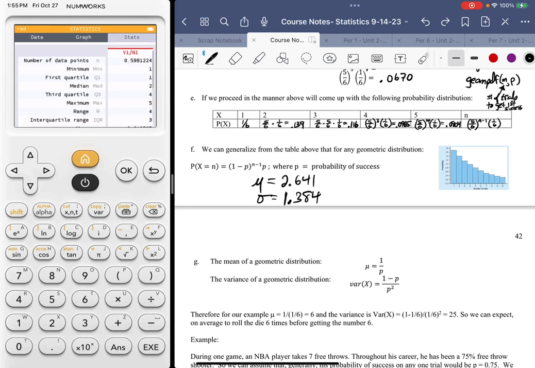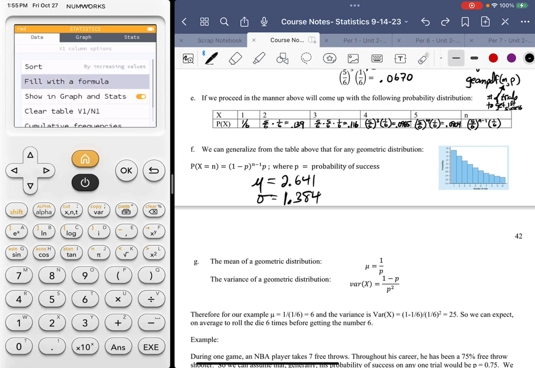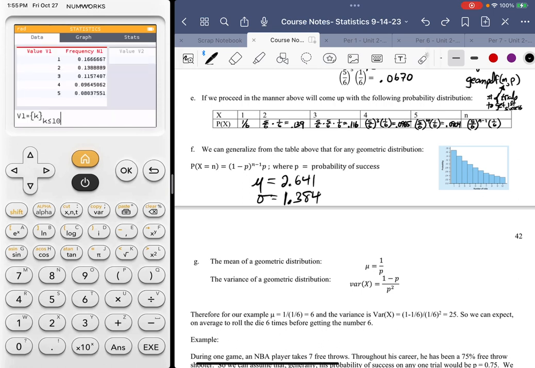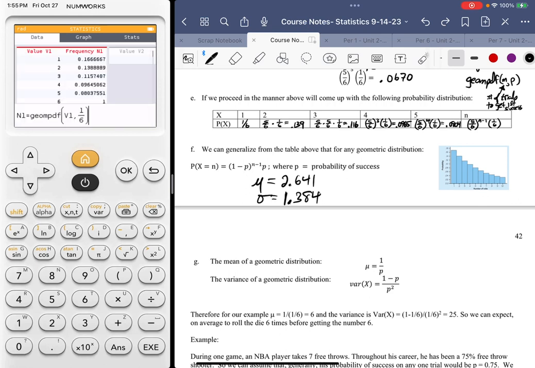So let me just show you real quick. This is more enrichment, not anything I would put on an assessment, but let's say I wanted to go out to 100 values. So value V1, fill with a formula. I want to go out to 100. Then do the same thing with the geometric PDF formula. Everything in V1, it held on to what I had before, which is really nice. I think that's part of the new upgrade.